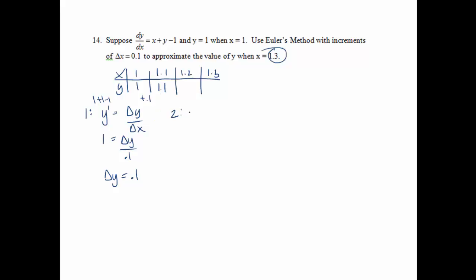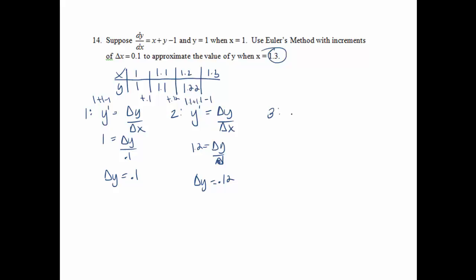So step 2. Again, y prime equals delta y over delta x. You might write that as m as well, it doesn't matter. This time I'm going to have x plus y minus 1, so 1.1 plus 1.1 minus 1. I'm using this second point here. When I do that, I end up getting 1.2 equals delta y over delta x, which is 0.1. Cross multiply, I get delta y equals 0.12. So now I'm going to add 0.12 to my y value. When I do that, I get 1.22.